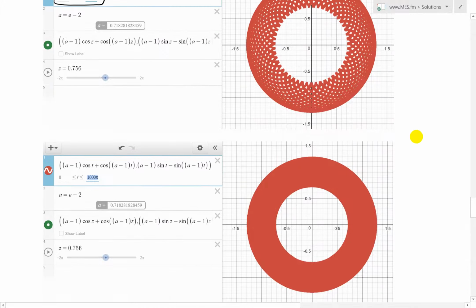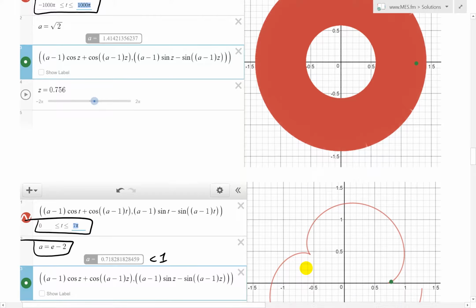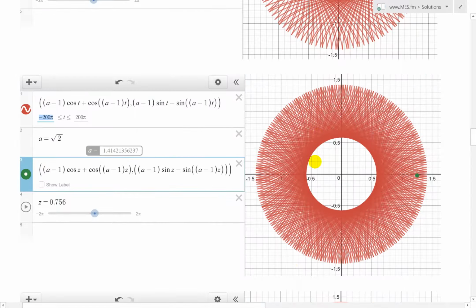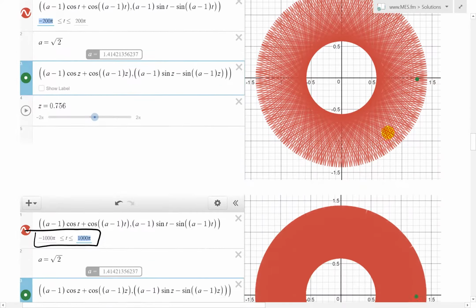That's again from our square root 2 number. So if we go to the square root 2, notice how all these cusps are on the outside like that. And that's because this number, square root 2, is greater than 1. And you could also play around with it, you'll end up seeing that.